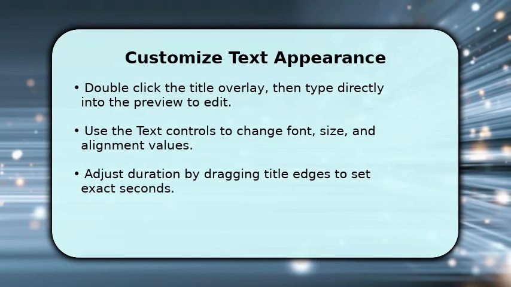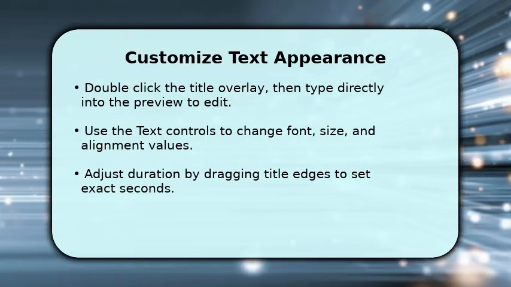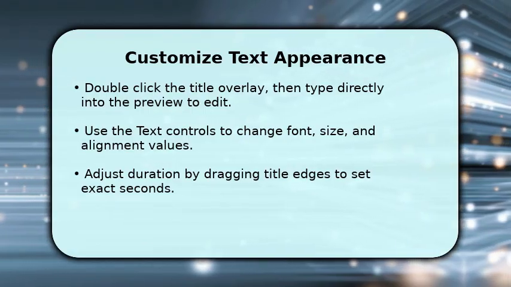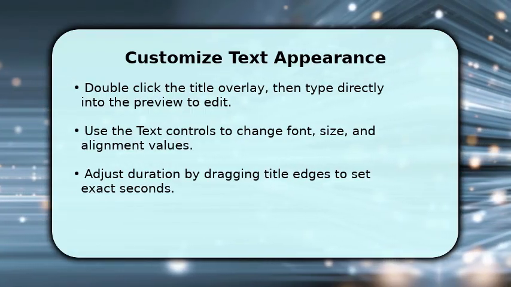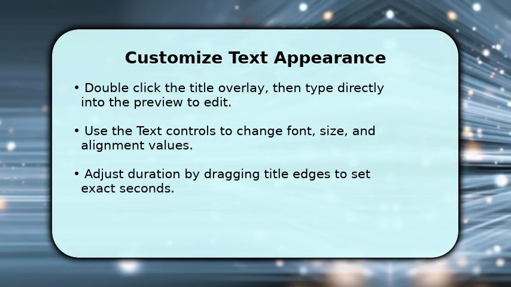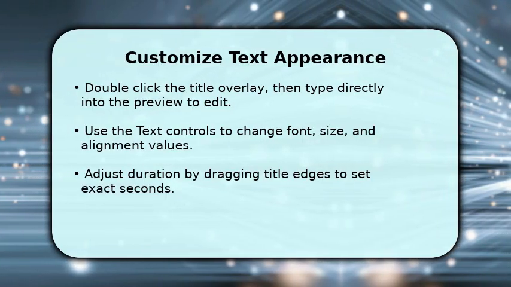Use the title controls to change font, size, and alignment to match your project. Select a font family and pick a size number that fits the frame proportion. Set alignment to left, center, or right, and adjust the style weight when available. Change the title duration by dragging the overlay edges to set exact size.